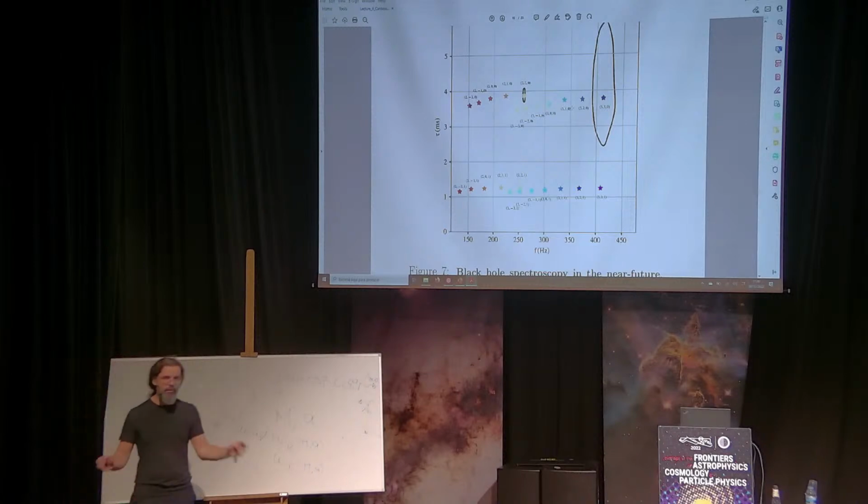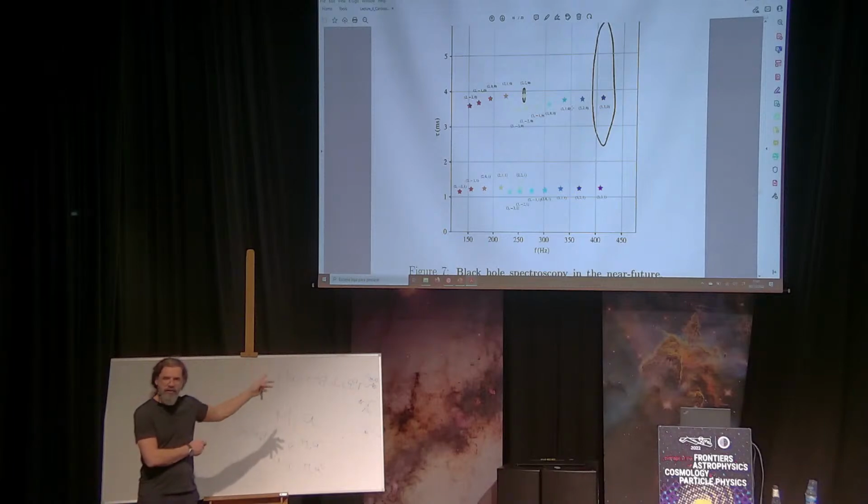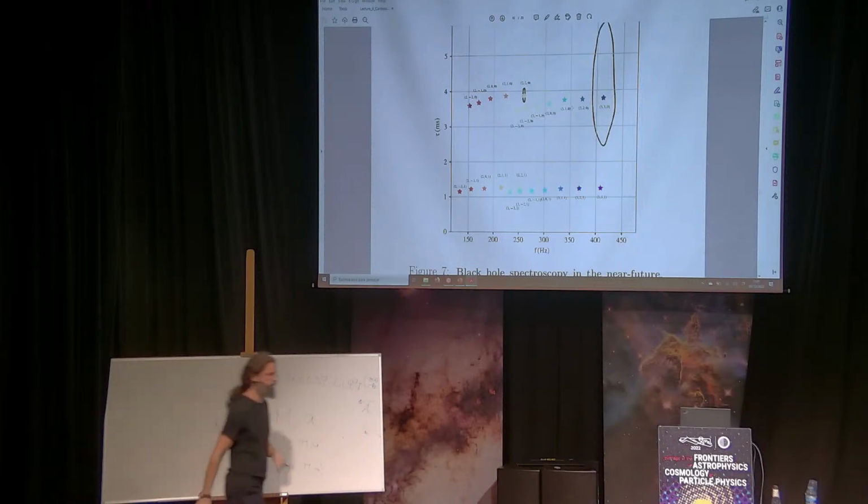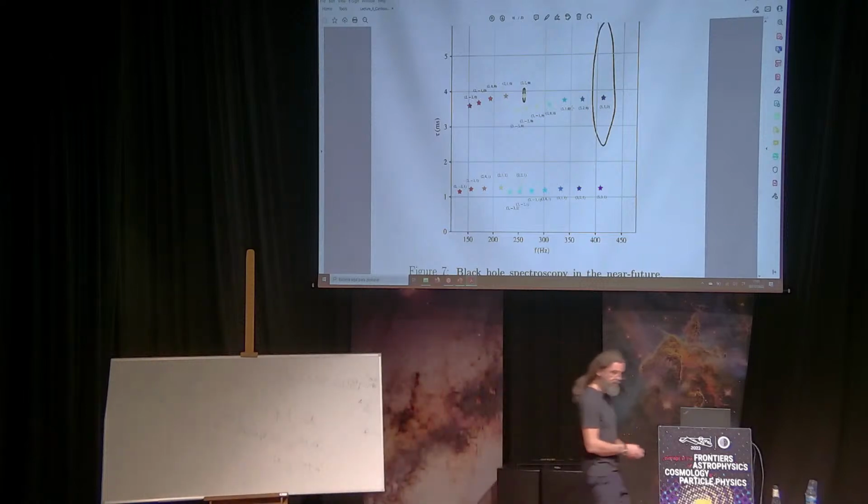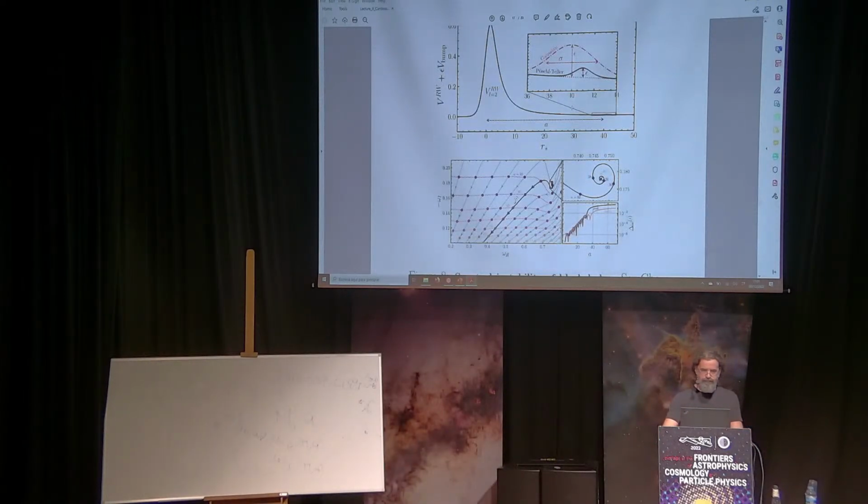Now, there will be a space-based European detector, LISA. This is signal-to-noise ratios of 40. LISA is going to see stuff with signal-to-noise ratios of hundreds or even thousands. Okay, so black hole spectroscopy will be a big thing, a huge tool to test GR.